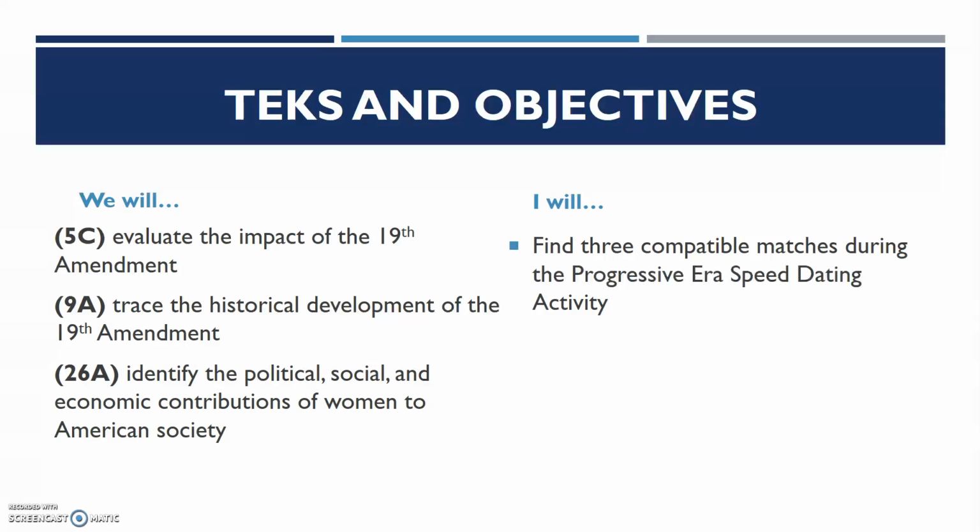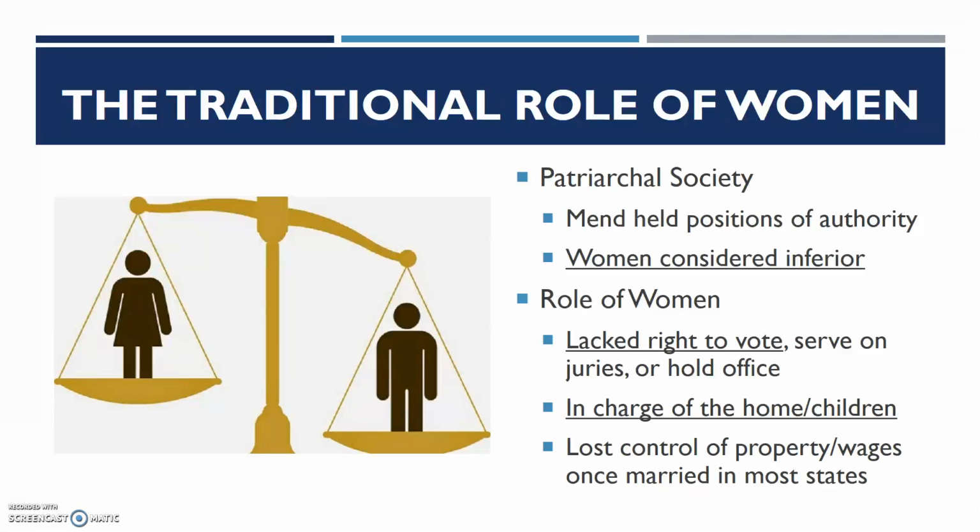By the time that we are finished, you will continue to work on your progressive era speed dating activity and find 3 compatible matches after you get all the information for the progressives that are listed on your handout.